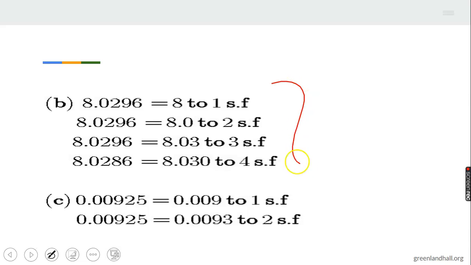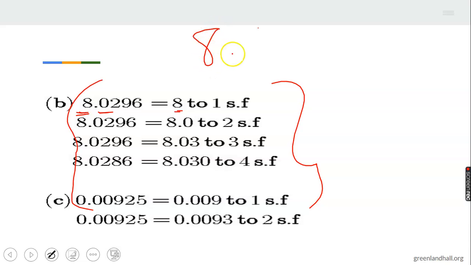Now, here are the examples for you. To one significant figure, you have 8 here. 8 is the first non-zero number. Now, to one significant figure, before you conclude, look at the next number. It is 0. That means every other thing becomes 0. You have 8.